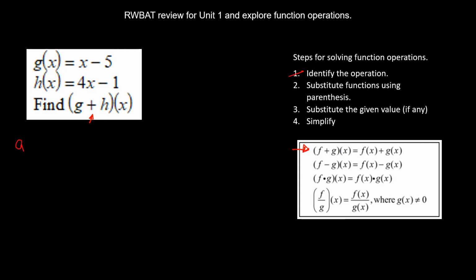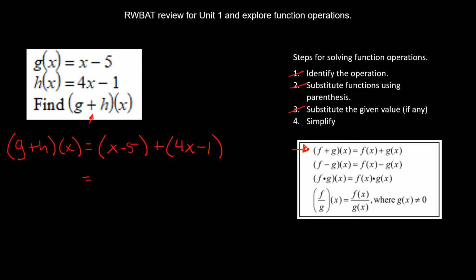So we're going to say g plus h of x is equal to, our first function is g, so we'll say in parentheses x minus 5, plus, because that is our operation, 4x minus 1. Okay, so we substituted and we used parentheses. As far as substituting a given value, we weren't given a value, and so now we just need to simplify.